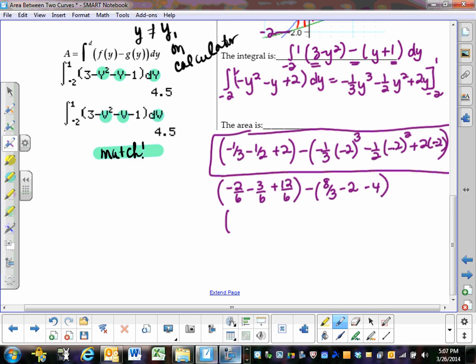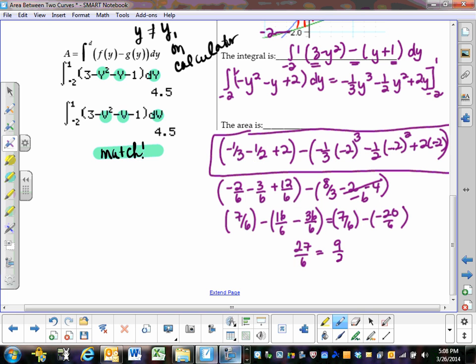So I have 12 minus 5, so I have 7 over 6, minus, I have negative 2 and negative 4 is negative 6. So that would be 16 over 6 minus 36 over 6. So now I have 7 over 6 minus negative 20 over 6. So now I have 27 over 6, which makes this 9/2, which in fact is 4.5, which is exactly what I got with my calculator.